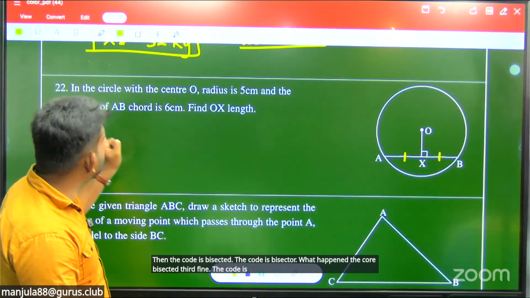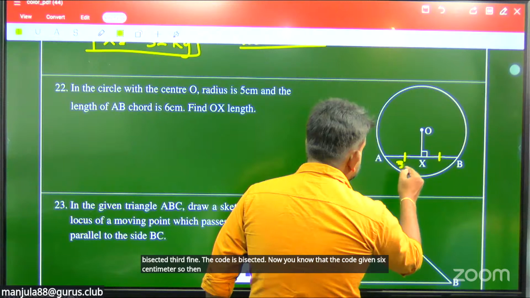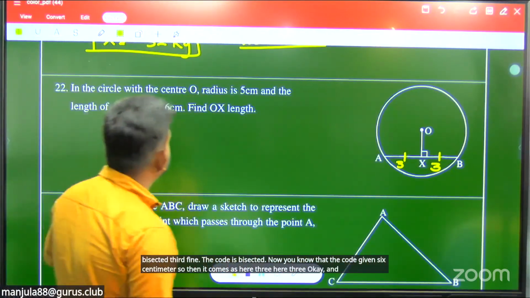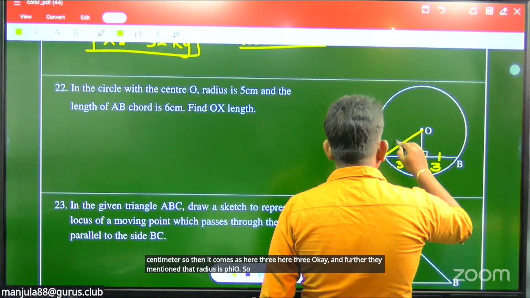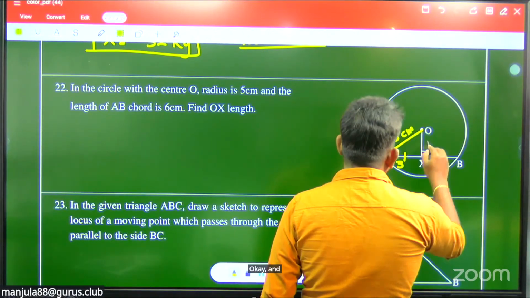Now you know that the chord given is 6 centimeter. So then it comes as here 3, here 3. And further they mentioned that radius is 5, so that means here radius 5 centimeter. And then they are asking OX length, that is X.